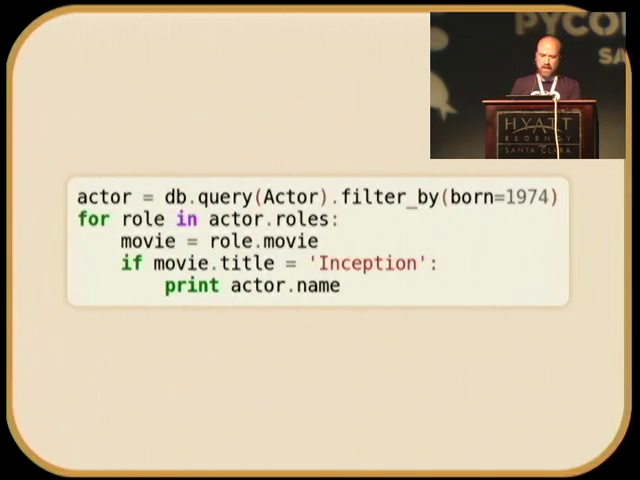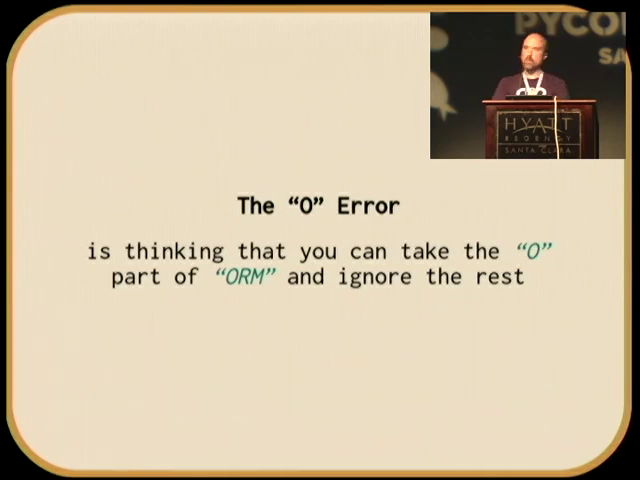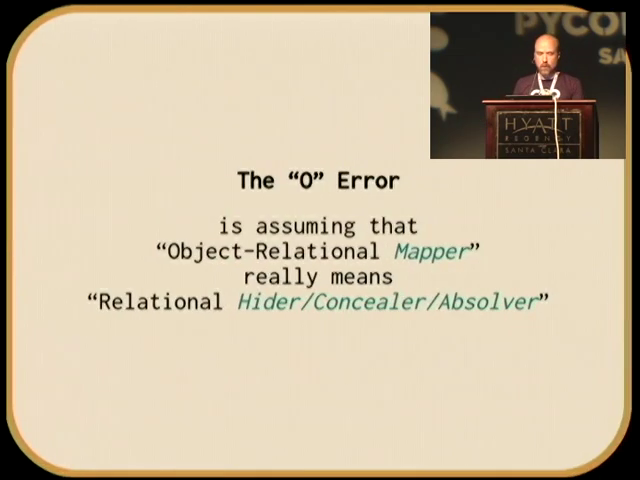So they write code like this, where they grab all the actors they're interested in and then iterate over each actor's list of roles, and then look at the movie that that role is associated with and print the actor's name if the movie winds up being Inception. This is what I call the O error. It's thinking that you can take the O part of ORM and ignore the rest.